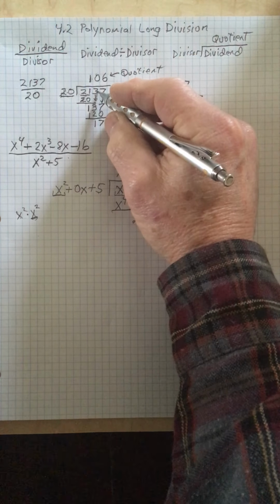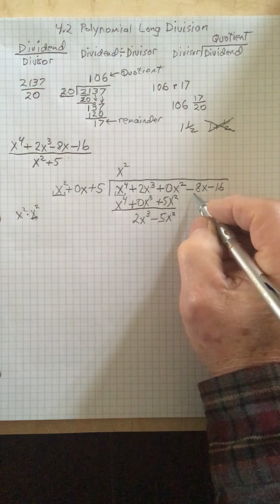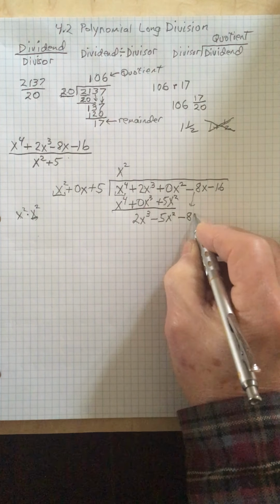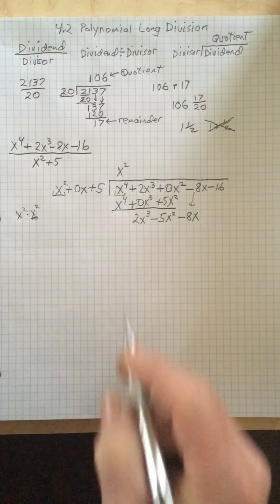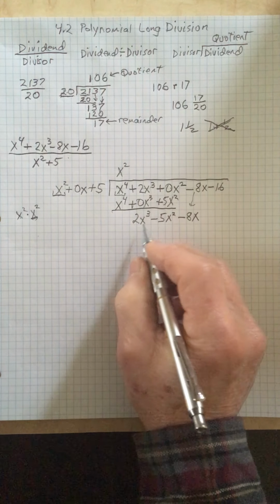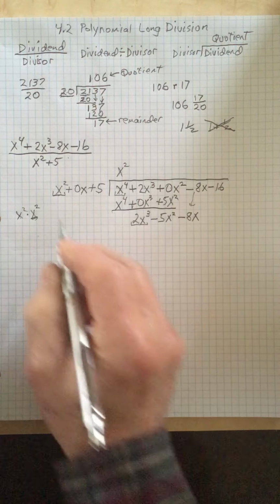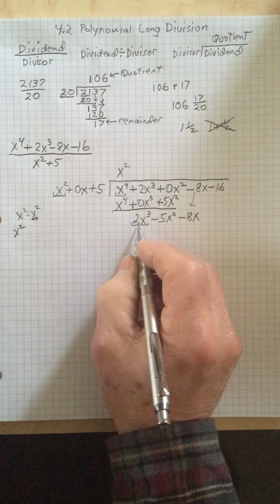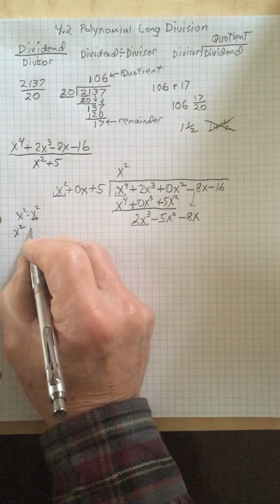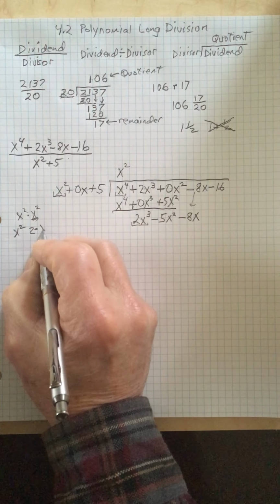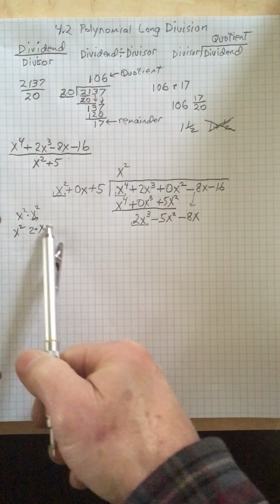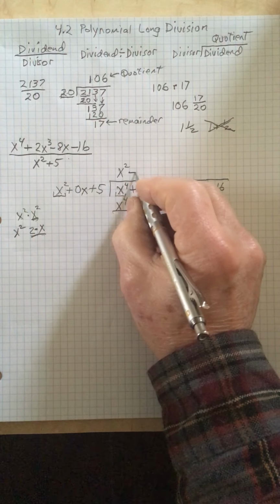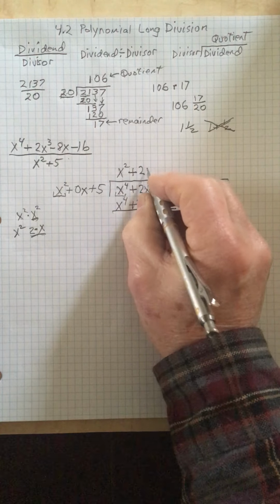And just like here, what do we do? Bring down the next term, minus 8x. Here's our new leading term. So if I have x squared, what do I need to multiply to get 2x cubed? Well, I'm going to need a 2 and an x, right? That would be 2x cubed. So I want 2x here, plus 2x.